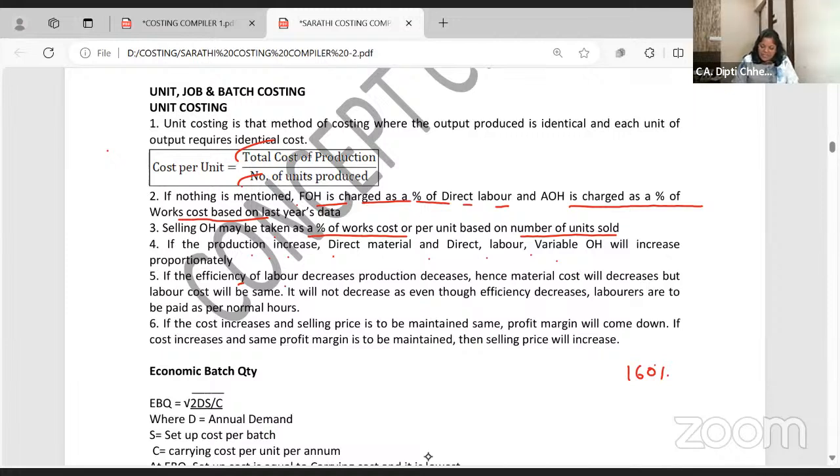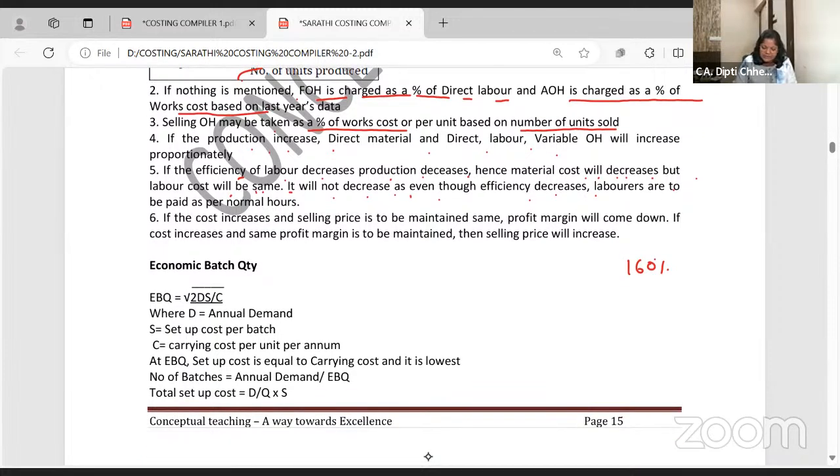If the efficiency of the labor decreases, production decreases, hence the material cost will decrease, but labor cost will be same. It will not decrease, as even though efficiency decreases, the labor are required to be paid as per the normal hours. ठीक है? अगर efficiency decrease हो रही है तभी you will have to pay extra to the workers, so your labor cost will not decrease.